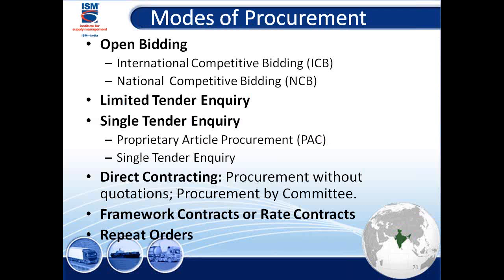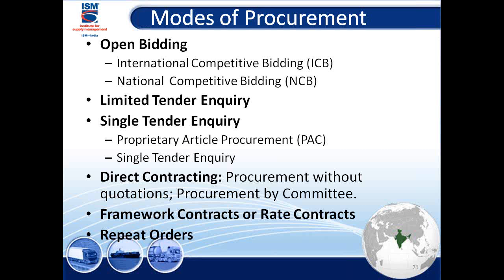Now let's walk through the modes of procurement. Open bidding. Open, as the name indicates, open. I'm advertising it. I'm not going to X and Y. I'm giving a chance to everybody. But in that, it could be ICB or NCB. These are terms also used by the World Bank. International competitive bidding. National competitive bidding.